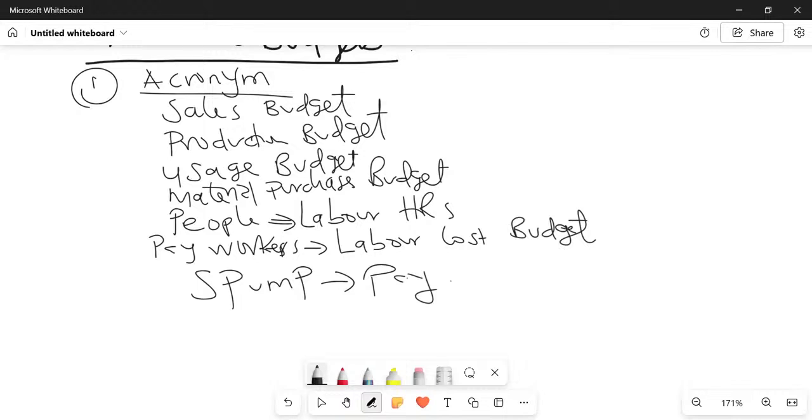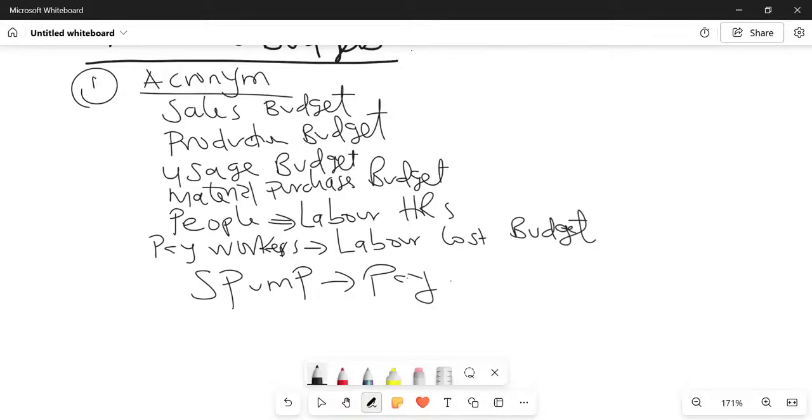Is there somebody who has been able to write this acronym before I take you to the other two things that you need to know? The other two things that you would need to understand. So first of all, I would want to know whether we are together up to here. Thank you so much. I can see we are together.